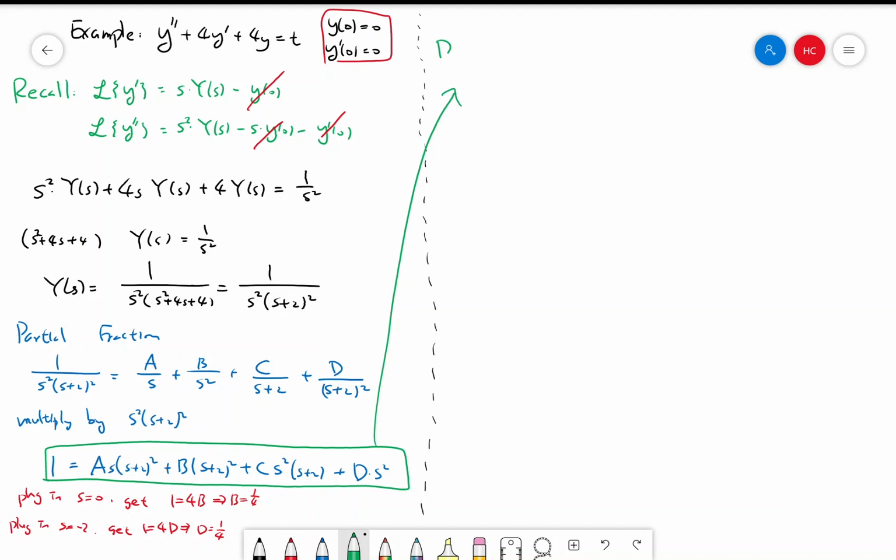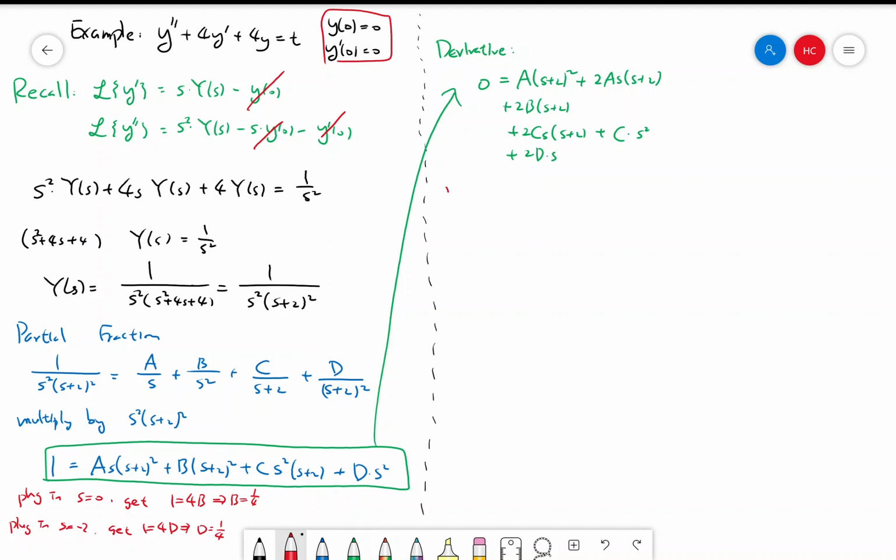So take the derivative. We get 0 is equal to, product rule here, a times s plus 2 squared plus 2as times s plus 2, plus 2b times s plus 2, plus, product rule again, 2cs times s plus 2 plus c times s squared plus 2d times s.